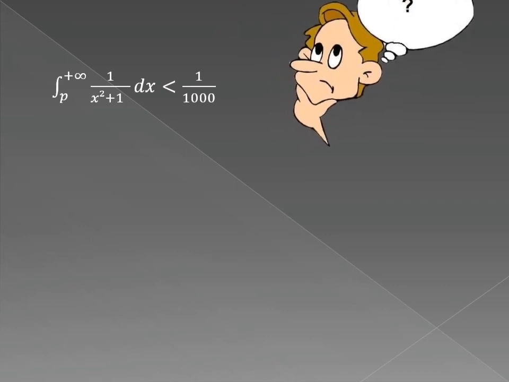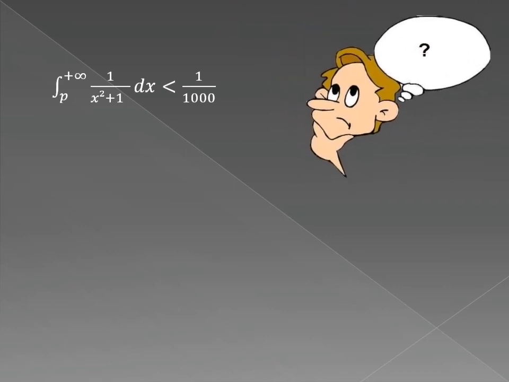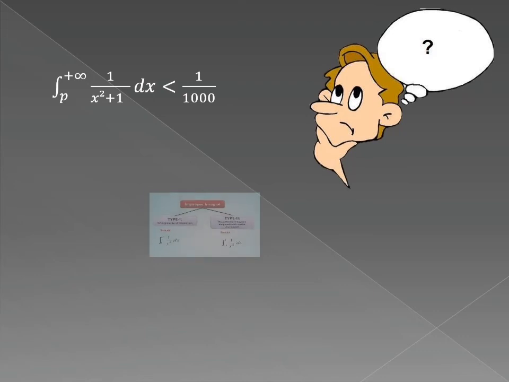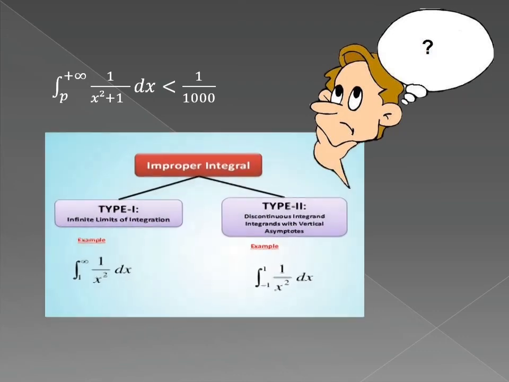There are two types of improper integral, type 1 and type 2. Type 1 is infinite limit of integration, where one or both of the boundaries is at infinity. Type 2 is the discontinuous integrand, which is an integral with a vertical asymptote. For this question, it involves improper integral type 1. As you can see, the upper limit is positive infinity.